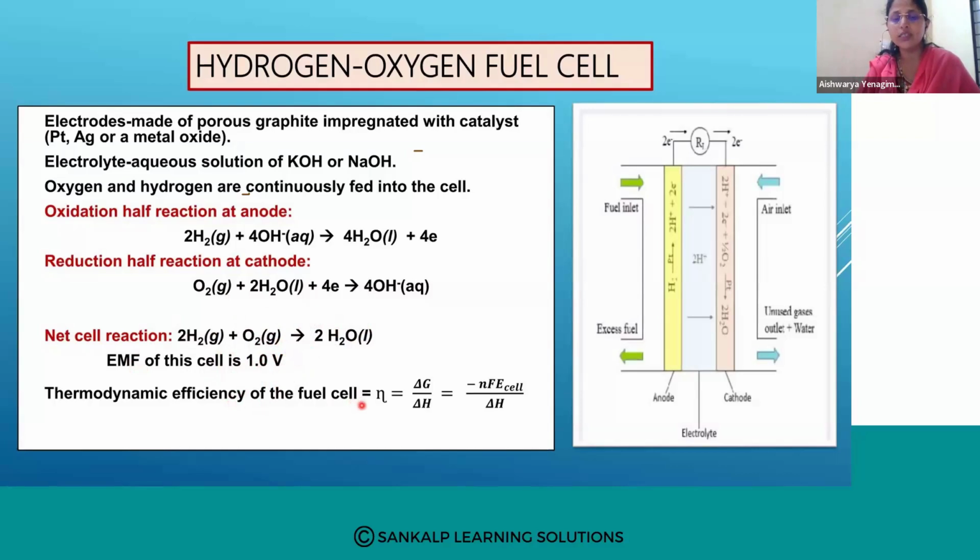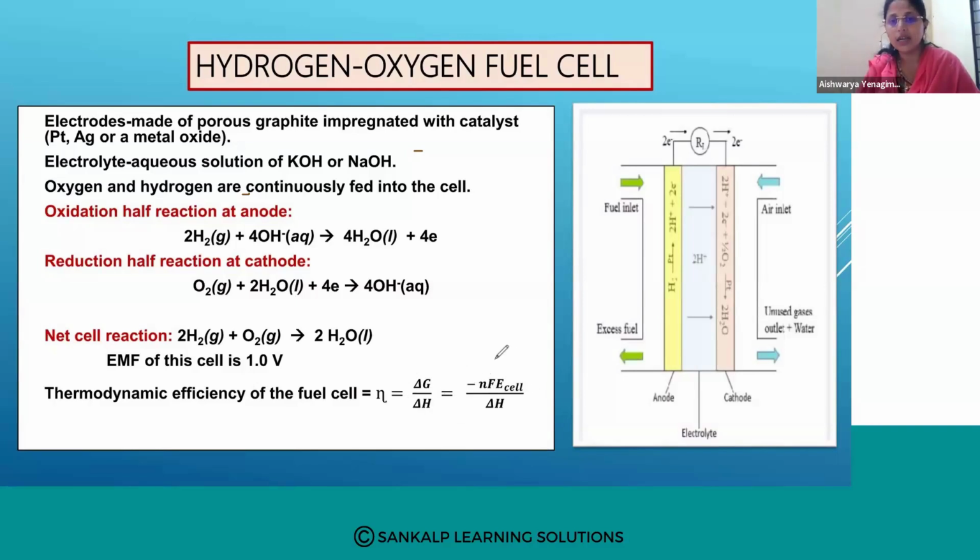Thermodynamic efficiency of the fuel cell is denoted by eta. It is nothing but delta G upon delta H. Again, we come back to our concepts which we have studied in the previous classes. So delta G, if you write it in terms of E cell, you write it as minus nFE cell. I had told you the beautiful nature of this particular reaction. What does it say? We will do calculations, but what it says, if E cell is negative, delta G will be positive. Or I can say if delta G is negative, E cell will be positive. If delta G is positive, E cell will be negative.